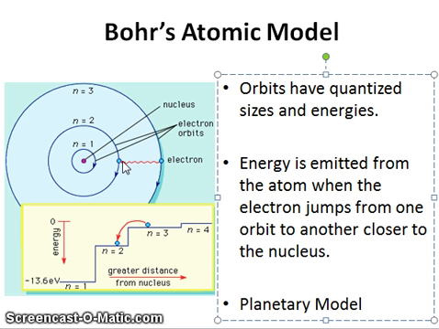Now, when do each of these happen? Well, energy is emitted from the atom when the electrons jump from one orbit to another one that is closer to the nucleus. So when they're going in this direction, like the diagram we have here, energy is emitted from the atom. And this model that we have here is also called the planetary model because it resembles the planetary system. Okay, so our center will be the sun, and then we have planets orbiting around the sun.